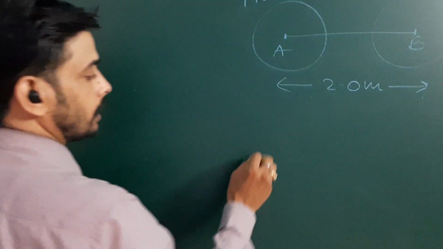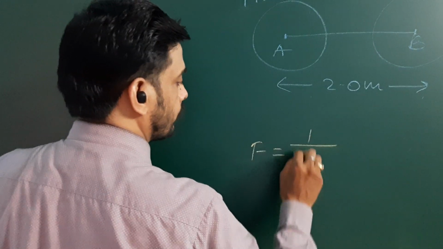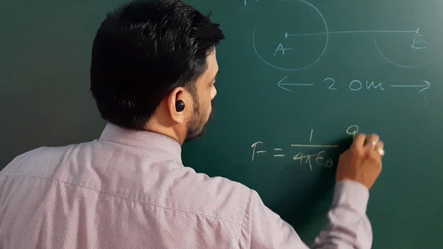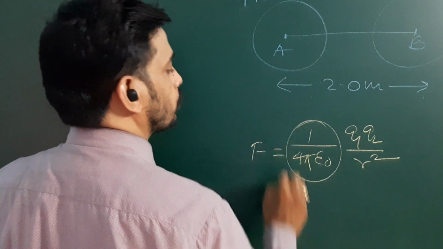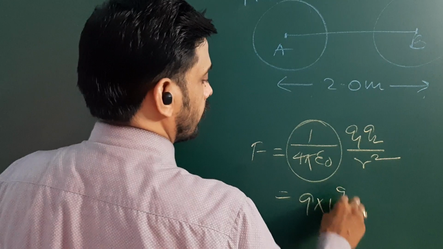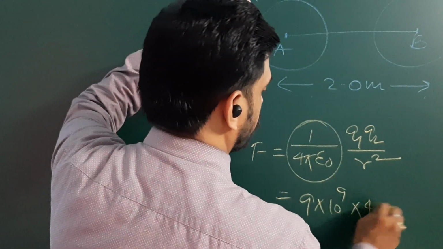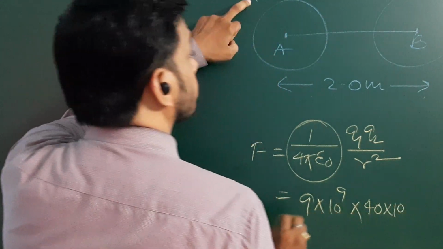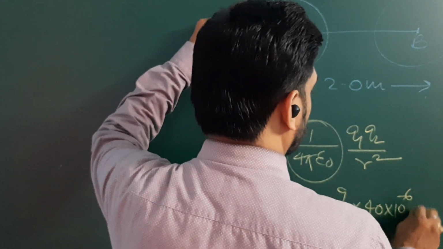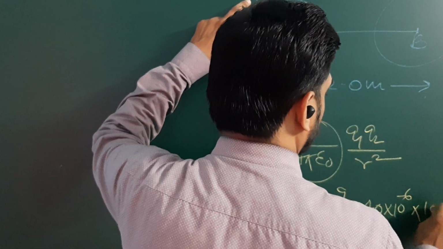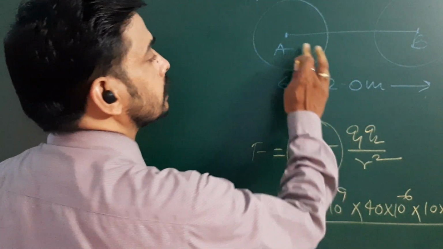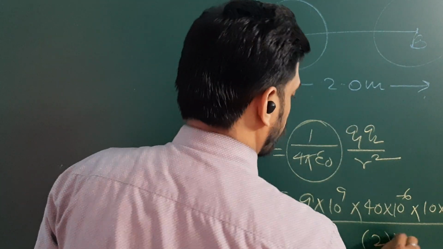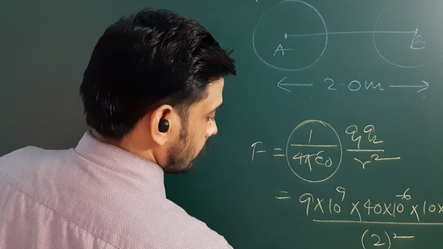So okay, apply Coulomb's law. As you know, F is equal to 1 by 4 pi epsilon naught Q1 Q2 by R square. Now put the values. Its value you know is 9 into 10 power 9. Q1 is 40 micro, so converting directly to coulomb, 10 power minus 6, and Q2 is 10 microcoulomb, so 10 into 10 power minus 6, and by R square. What about the distance between A and B? So 2 square.